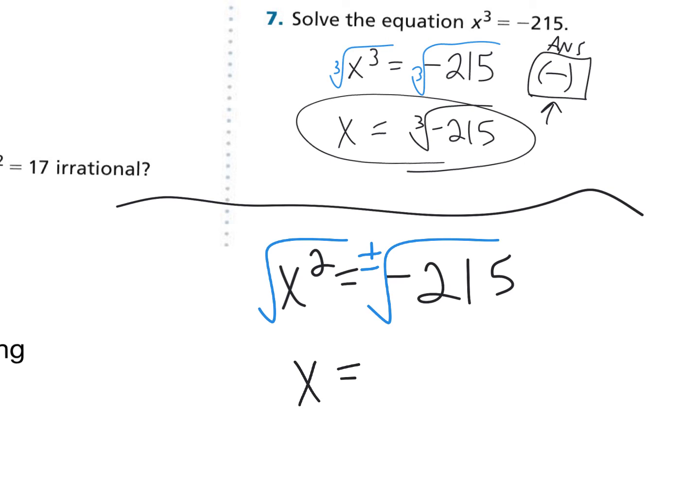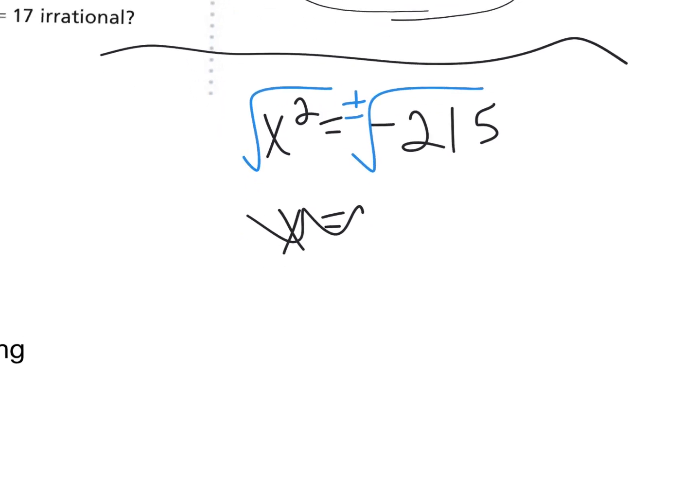So if you do that on your calculator, what's going to happen, it should say something like domain error. So this one actually doesn't work. So this equation actually has no solution. We'll get into that more later in the year. Okay, this is just kind of a bonus little side lesson for you here.